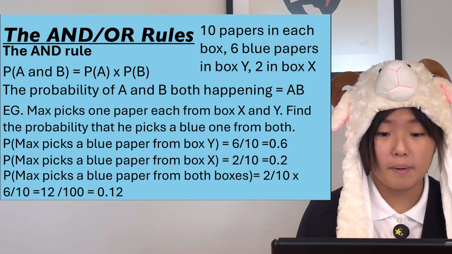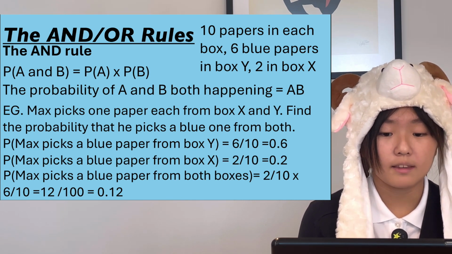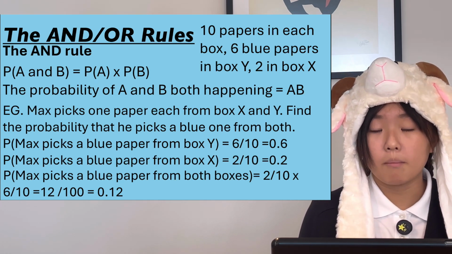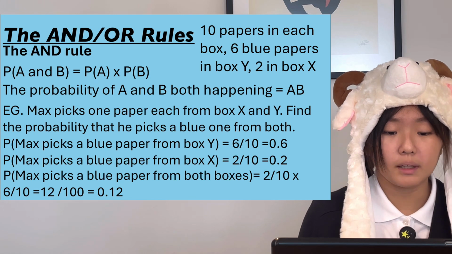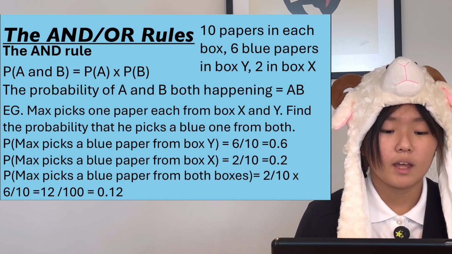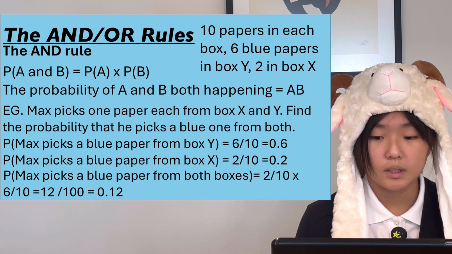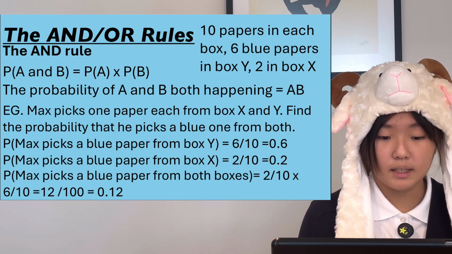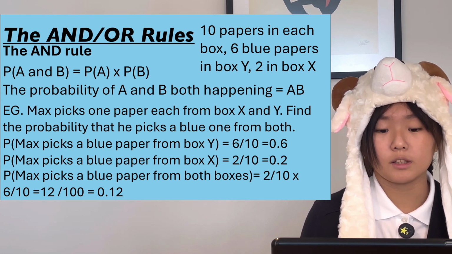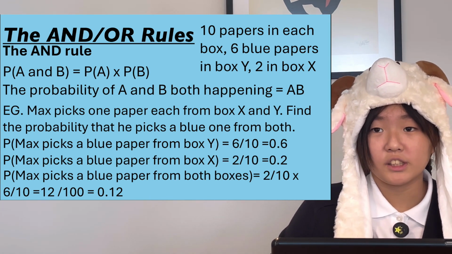I'll give you an example question. Max picks one paper each from box X and box Y. Find the probability that he picks a blue one from both. There are 10 papers in each box, 6 blue papers in box Y, 2 in box X. The probability that Max picks a blue paper from box Y is 6 over 10, which is 0.6. The probability that Max picks a blue paper from box X is 2 over 10, which is 0.2. The probability that Max picks a blue paper from both the boxes is 2 over 10 multiplied by 6 over 10, which is 12 over 100, which is 0.12, or in percentage, 12%.